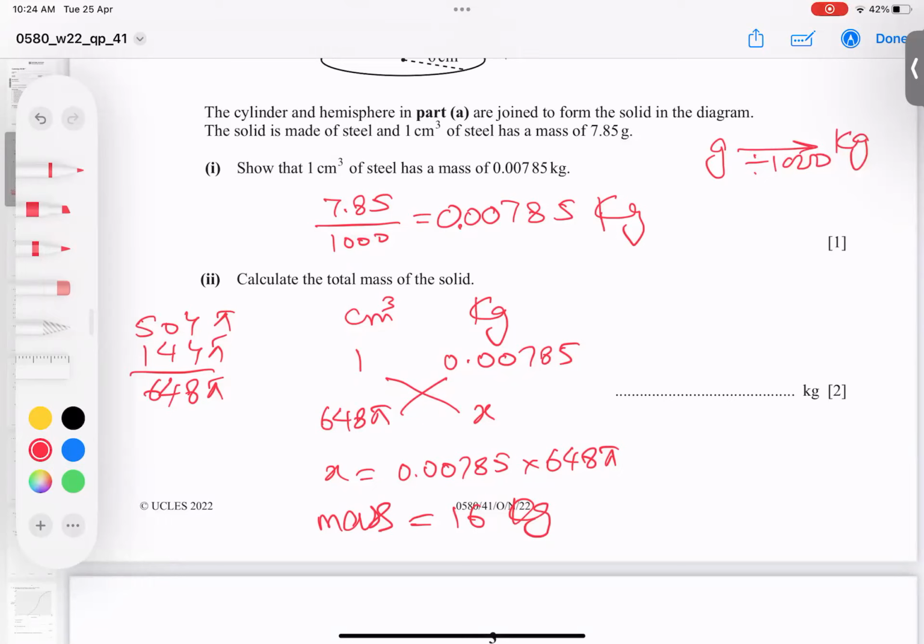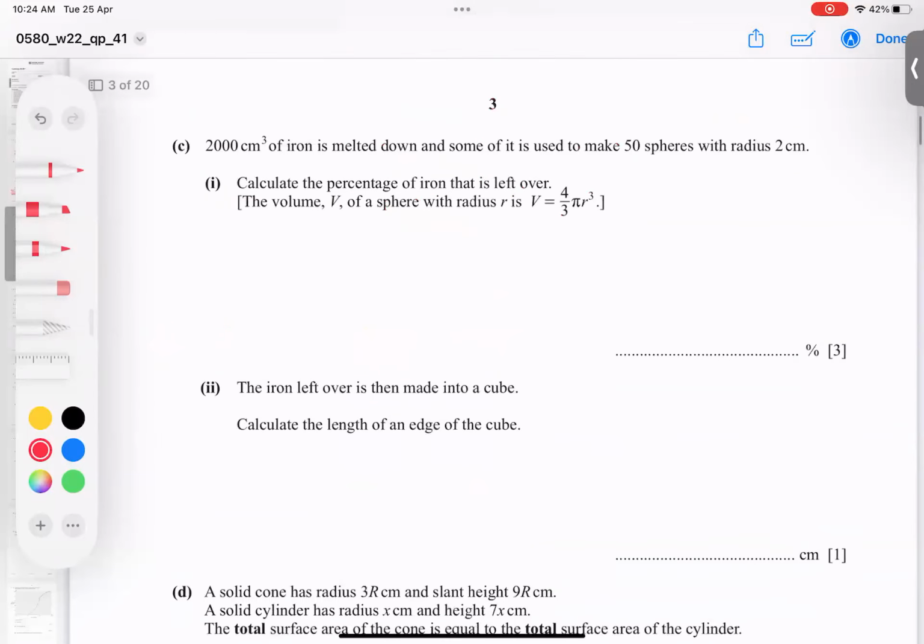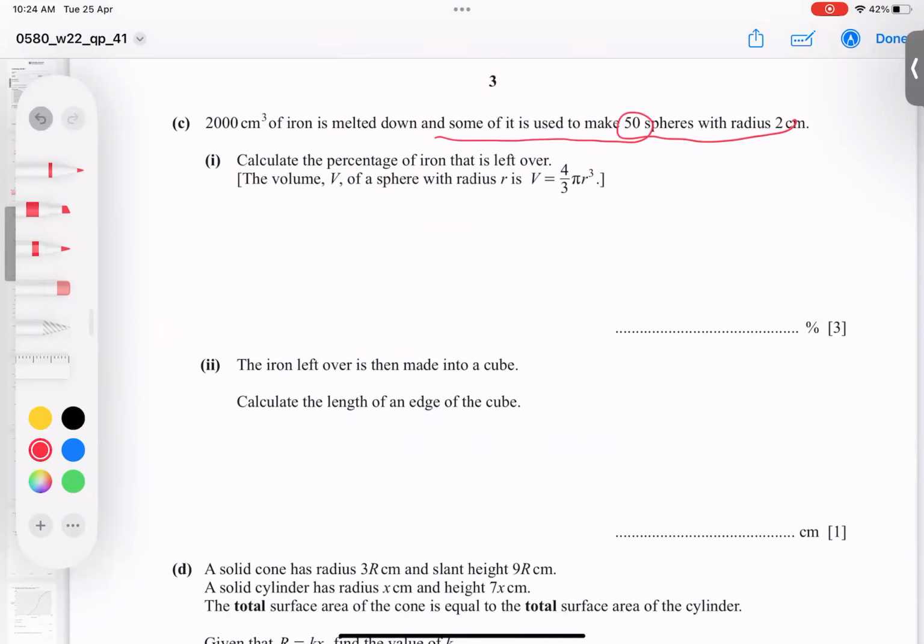2000 centimeter cube of iron is melted down, and some of this is used for 50 spheres of radius 2. So actually, this kind of one sphere, second sphere, and how many do we make? This kind of 50 spheres. Each radius is 2. So 2000 centimeter cube is melted down, and he says find the percentage of iron that is left over. So the volume of one sphere.